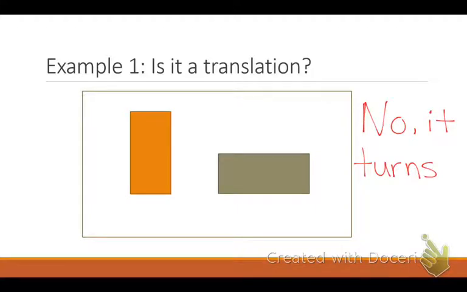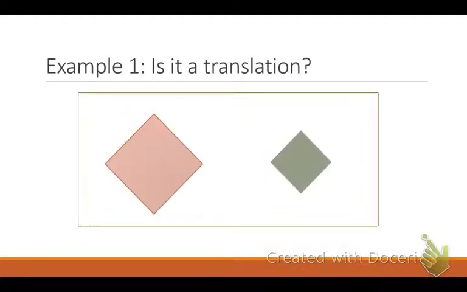I believe your homework asks for an explanation. Your explanation would be to tell me what is disqualifying it. Okay, what is making it not a translation? Here, it's because the figure turns. Okay. What about my third one? No, it changes the size.